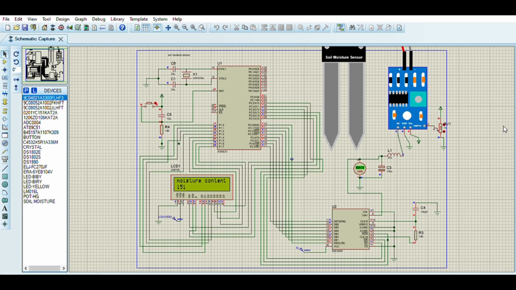In the conclusion, we are able to understand the working principle of the soil moisture sensor and how its data can be effectively used for automation, particularly in irrigation systems.